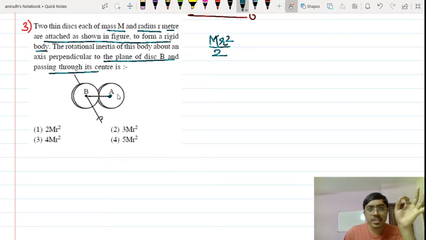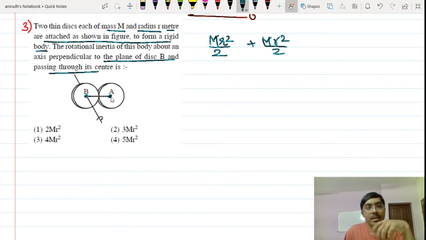The moment of inertia of disc A, through an axis passing through the center of A perpendicular to the plane of A, is obviously mr square by 2. But we are supposed to find the moment of inertia along this other axis. So I am going to transpose the moment of inertia of A along this axis to this axis, using the parallel axis theorem: m multiplied by this distance, which is r, this is also r, so 2r the whole square.